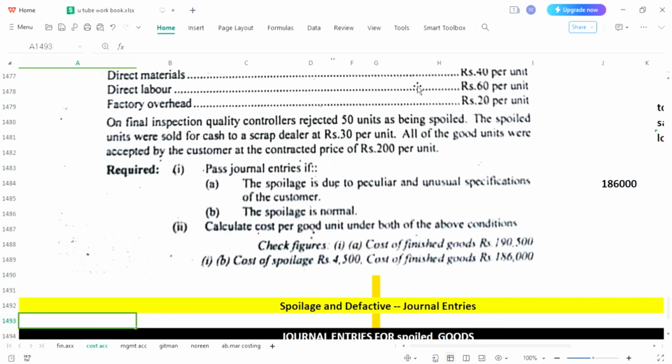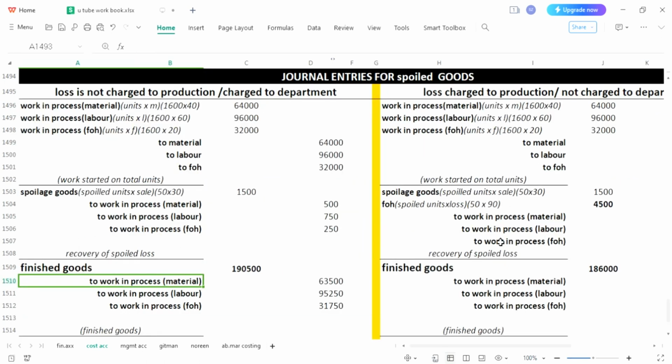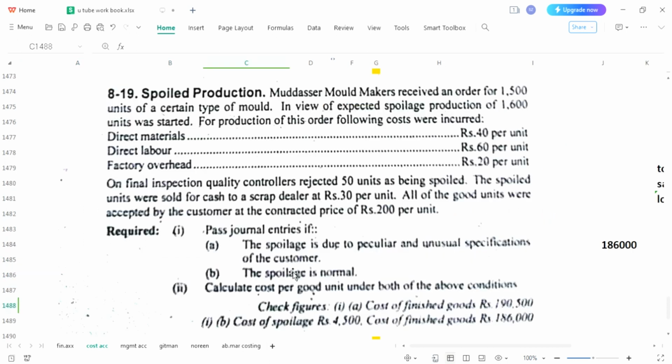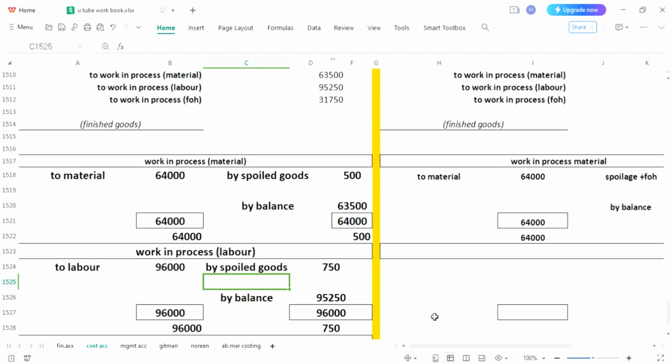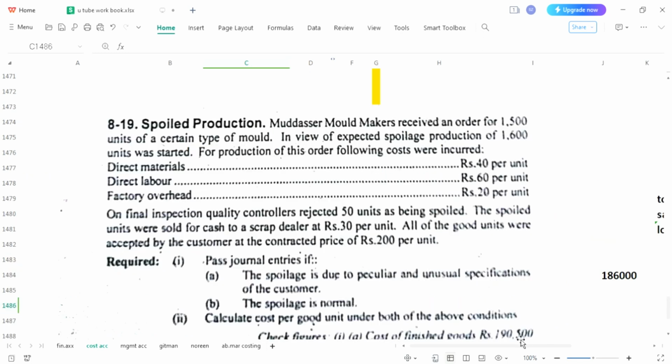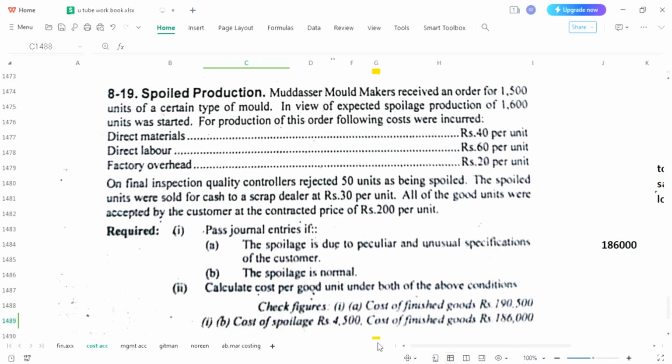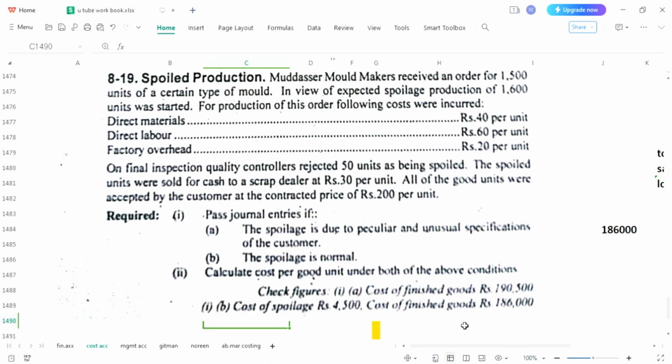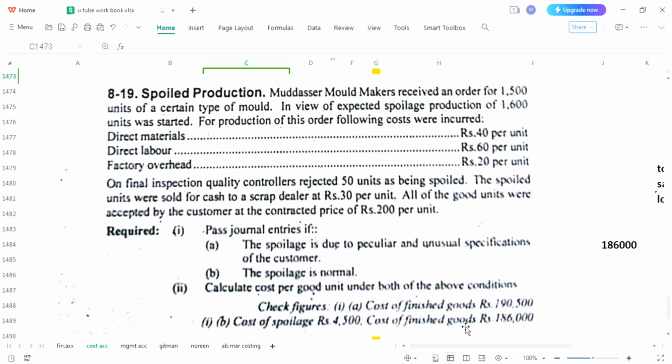So there were three answers. Let's review them. Cost of finished goods in part A is 190,500. Answers for second part we have already checked. There were two answers, 4,500 and 186,000. In this way, our question number 8.19 has been completed.